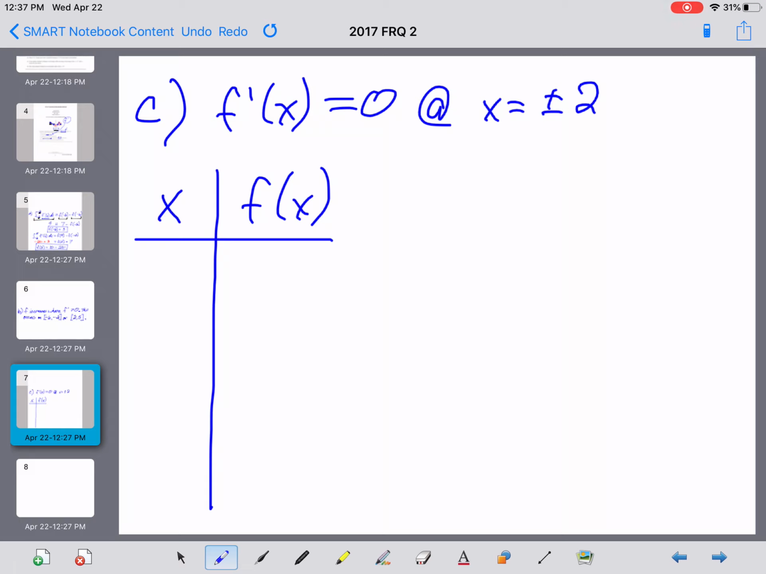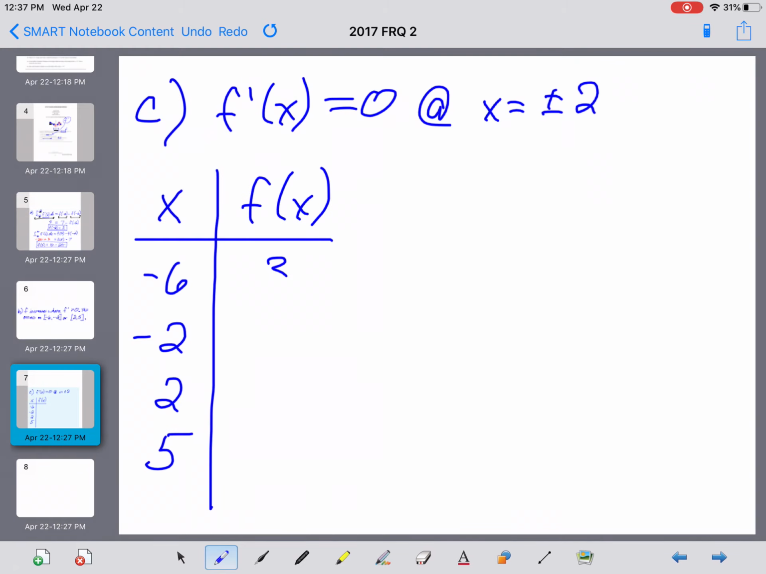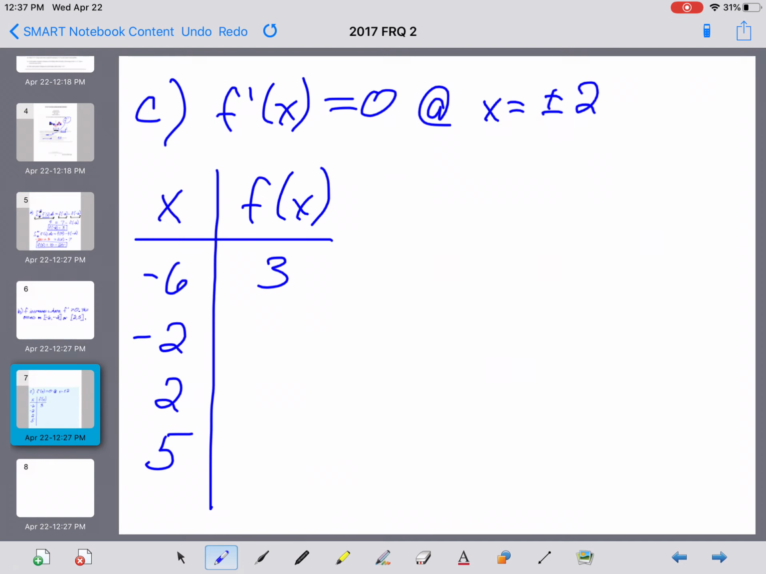So our minimum value right here for our left endpoint was going to be -6. Our critical points were at -2 and +2, and then we had 5 for the right endpoint of the entire interval. And I believe we answered some of these values back in part A. For example, we already found that f of -6 was equal to 3. And then f of 5, that was the second piece that we came up with right there, of 10 minus 2 pi. Okay, so not too bad. Some of that was given to us as well. All right, so that's where we're at.